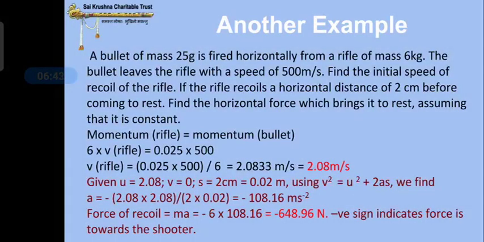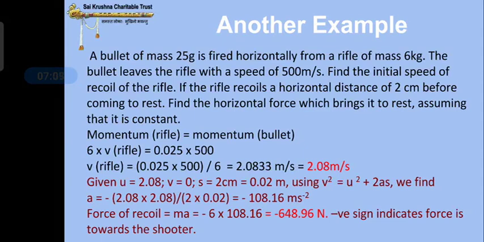Another example: a bullet of mass 25 gram is fired horizontally from a rifle of mass 6 kg. The bullet leaves the rifle with a speed of 500 meter per second. Find the initial speed of recoil of the rifle. If the rifle recoils a horizontal distance of 2 centimeter before coming to rest, find the horizontal force which brings it to rest, assuming that it is constant.